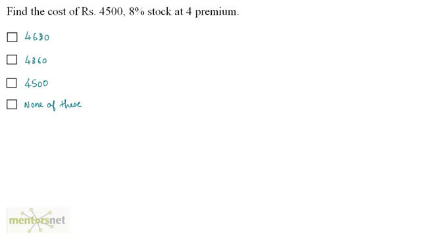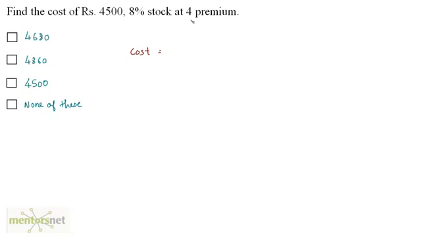Find the cost of 4,500 rupees 8% stock at 4 premium. Well, the stock is sold at a premium market value. That's why it is said that the stock is at 4 premium. So what will be the cost? Well, the cost will be the market value, because shares or stock is always purchased on the market value from the share market, right? So the cost will be equals to 4 premium.